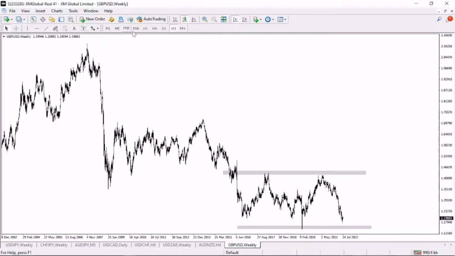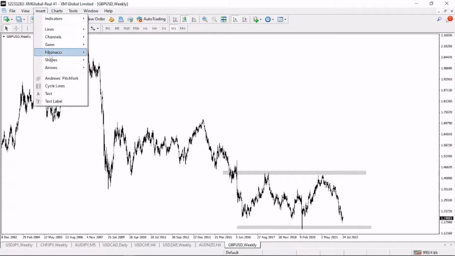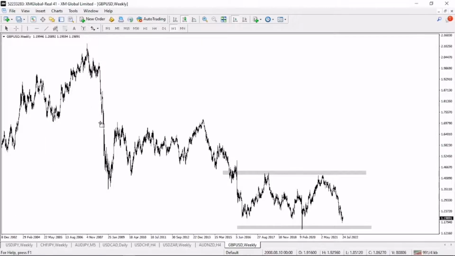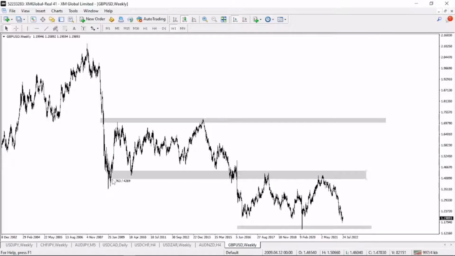So let me just grab my zone right there. So it's clear, we came from a roof and then we went to a floor, and then we broke that floor, we formed a new ceiling, and then we went to our floor again.